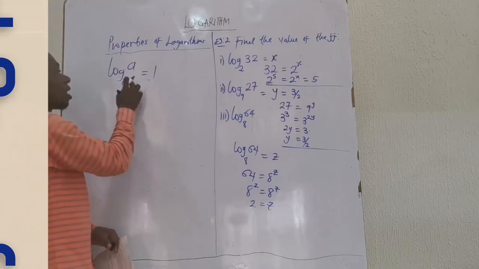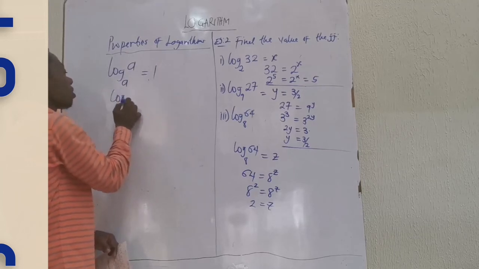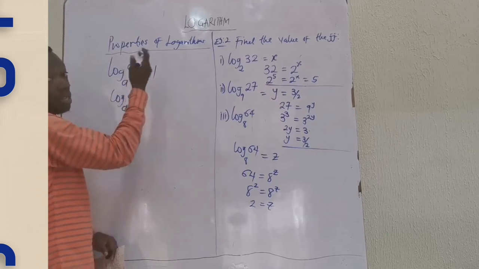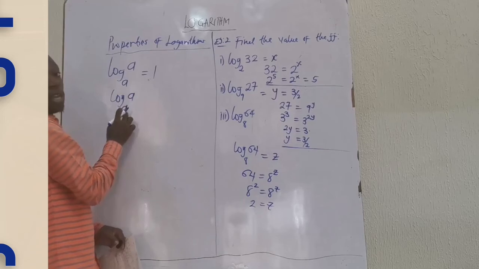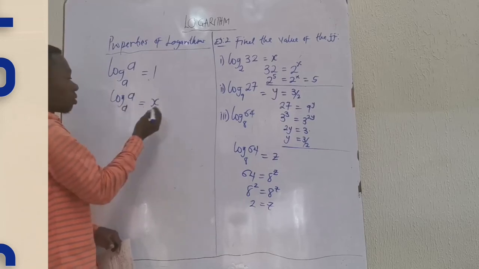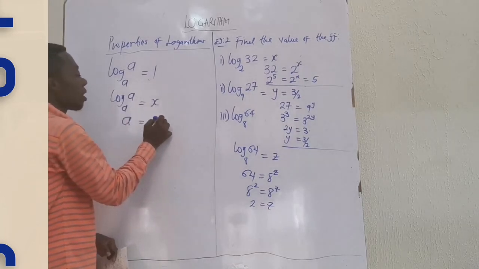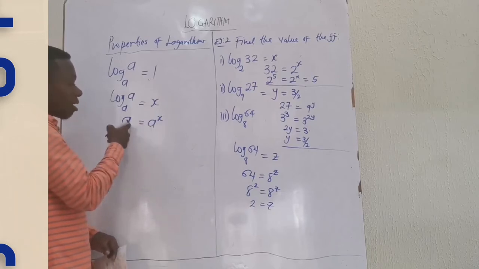So I can say that here, if I have log of a to the base of a, we are saying that it's equal to 1. Alright, so let's see. Let log of a to the base of a be equal to, let's say, x. Okay, so we apply our law. Therefore I can say that a is equal to a to the power of x. Remember, we have a here, we have a here.